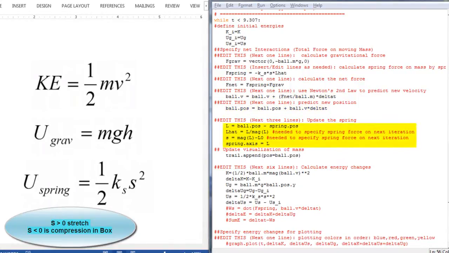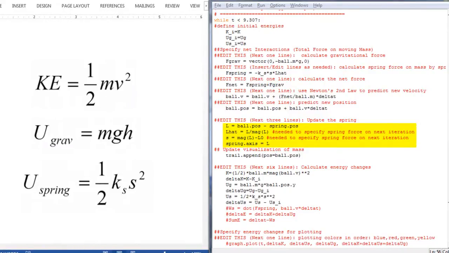Then, the spring is updated in this portion of the code. The position of the spring changes, so does the stretch and the compression. These lines make the spring move and update the visual model. The last thing that is updated is the new energy of the system at each time interval. The kinetic energy, the gravitational potential energy, and the spring potential energy change and have to be recalculated to update the proper values. Changes in these energies are then stored and plotted to notice the energy change at each time interval.